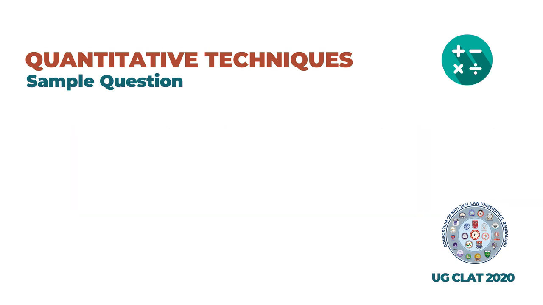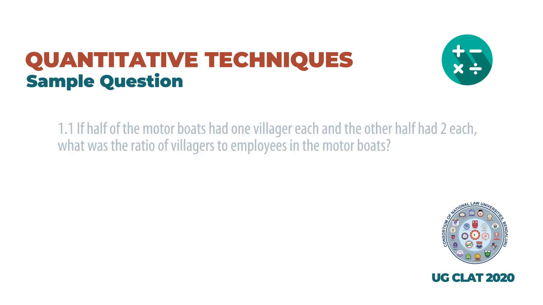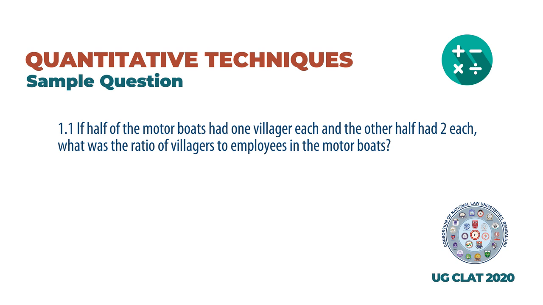Now let's move on to the questions. If half of the motorboats had 1 villager each and the other half had 2 each, what was the ratio of villagers to employees in the motorboats? Your options are A. 1:8, B. 3:13, C. 3:16, or D. 2:13.